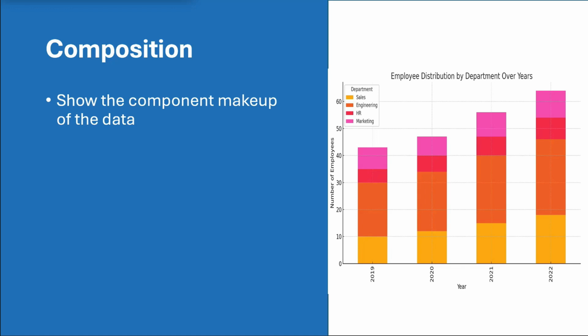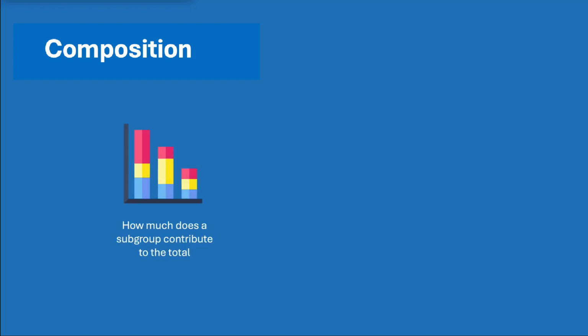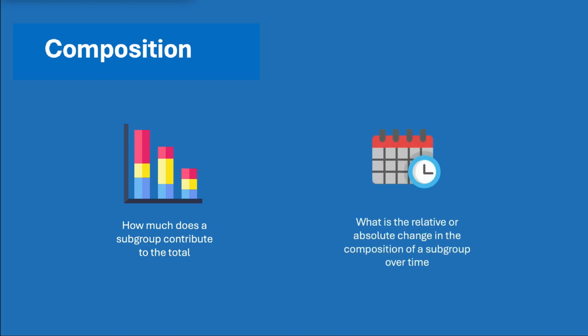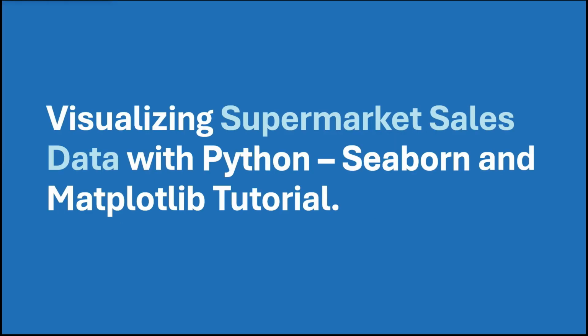This visualization helps you easily compare the contribution of each department to the total number of employees over time. Composition visualizations illustrate the contribution of subgroups to the total and any changes in subgroup composition over time. Now, we will be using Python to create a variety of graphs that will help us understand supermarket sales data. We'll use pandas to handle our data, and Seaborn and Matplotlib to create beautiful, informative visualizations.